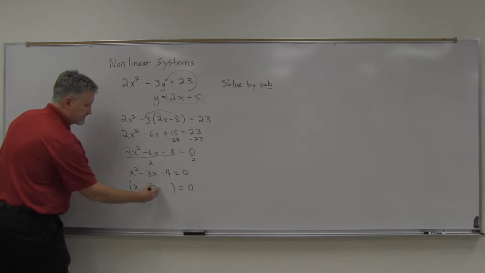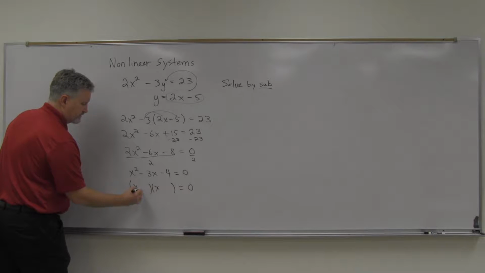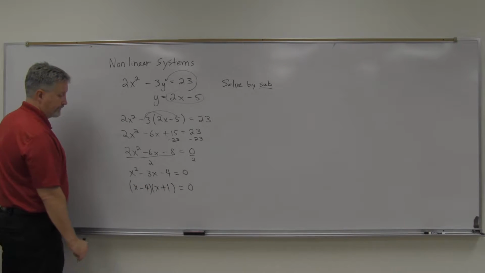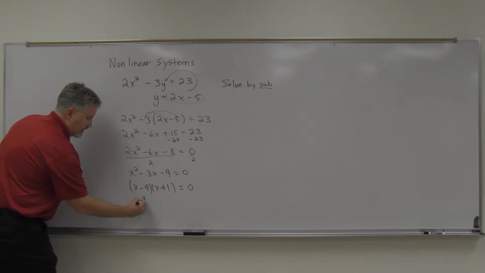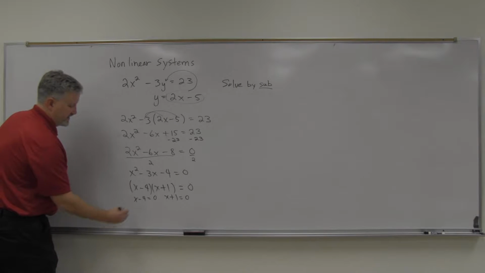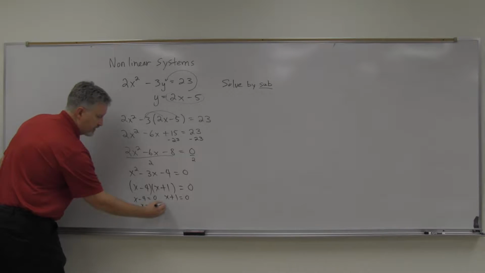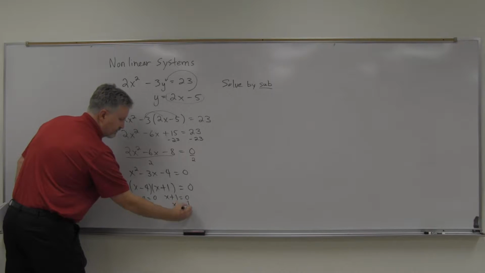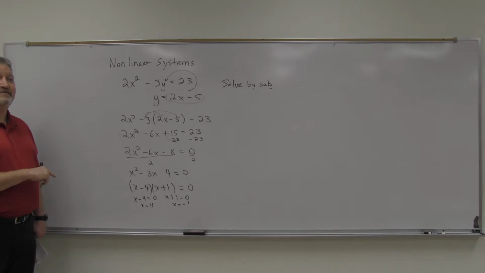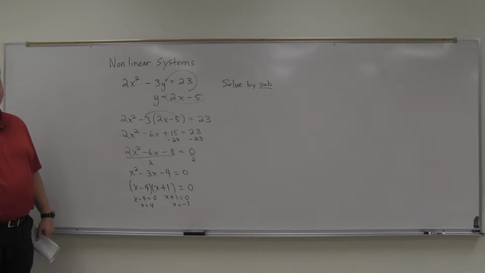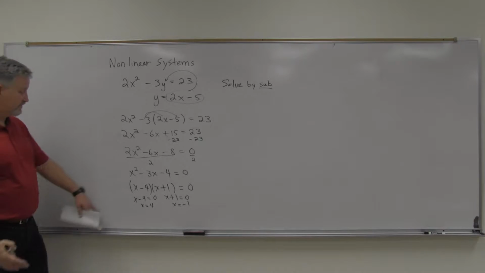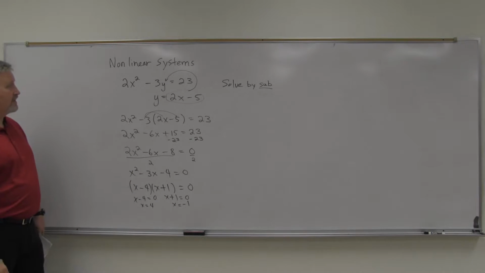Yeah, it looks like that one does factor. X squared, so it's x and x, minus 4 and positive 1, giving minus 3 in the middle. Which gives me 2 equations of x. So add 4, you got x is 4. Subtract 1, you got x is negative 1. Now, not quite done, because we're talking about solutions to a system. And so I need an x and a y, don't I? And so these are the x, so I need to pair them with the y.